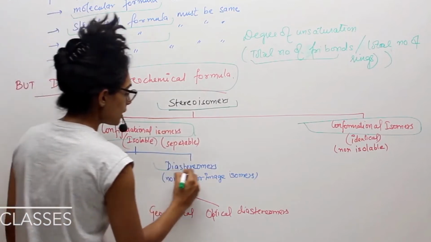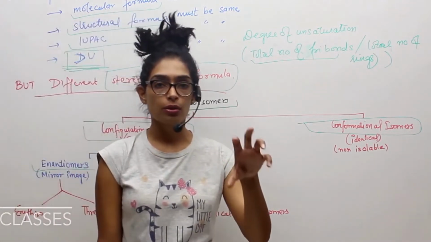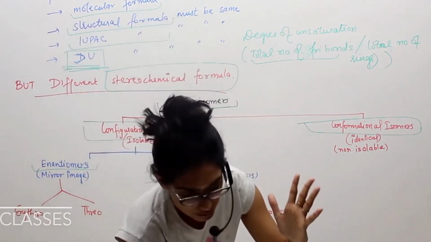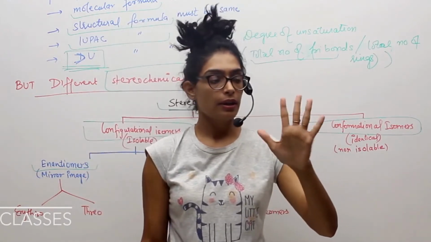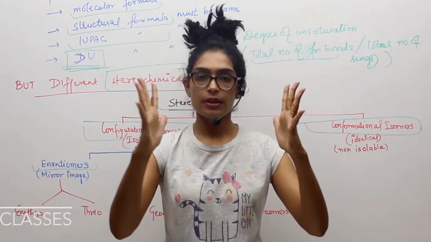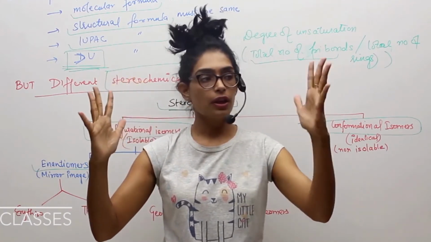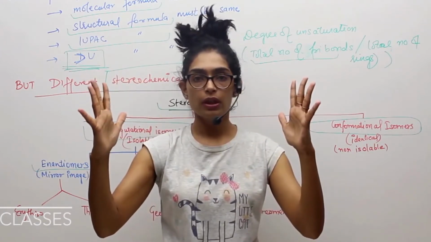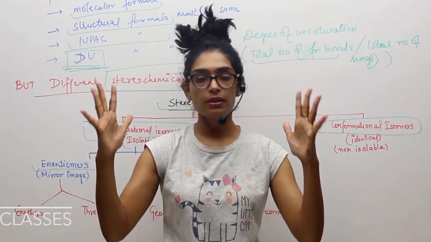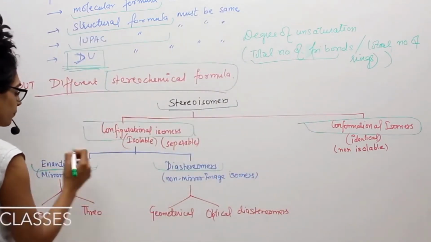One is enantiomers and the second is diastereomers. What are enantiomers? Enantiomers are nothing else but the mirror image of a molecule. So let's say this is my hand, and let's assume this is a molecule. This is going to be the mirror image of this hand, right? If I see an image of this palm, it will be the mirror image of the palm. So basically mirror images of a molecule are called enantiomers.